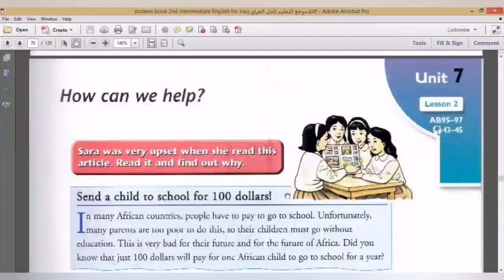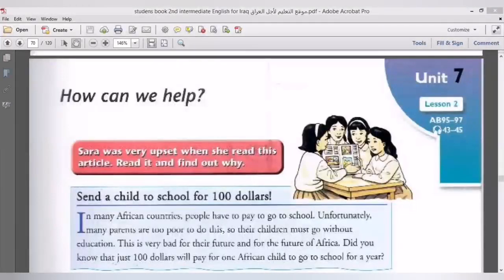By the way, what is meant by upset? I'm gonna write it. Yes, exactly. So she's upset because of what she has read. So why was Sarah upset? She was upset to find out that people in Africa don't even have $100 to send their children to school for a year. So in the first sentence, before that, let us just read the article.